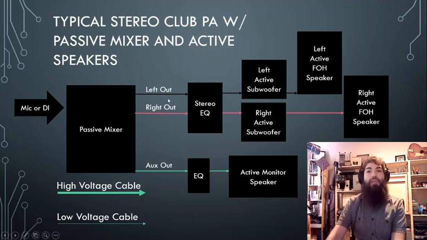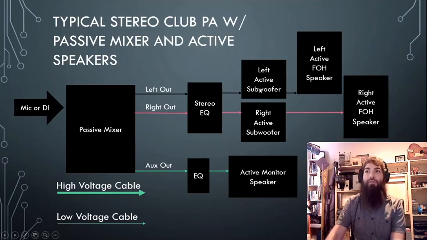We will output that line level via our output here to a stereo EQ. That stereo EQ will then output straight to our subwoofers, which is pretty neat. That means that subwoofer, because it has an amp and a crossover built in, can take that full range signal. Then our subwoofers are neat because they have what we call a through output. That's going to send that full range signal through to the next speaker. So that next speaker would be our front of house speaker.